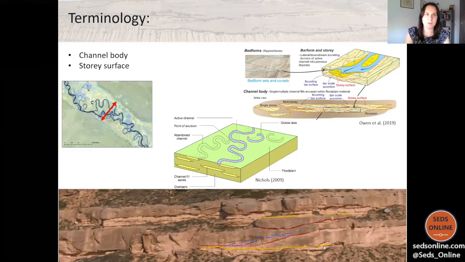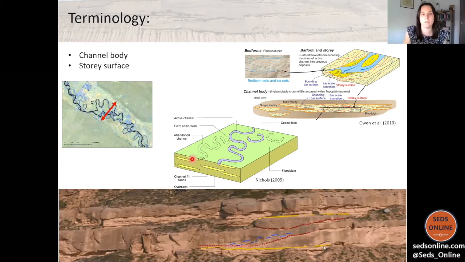Just to make sure we're all happy with the terminology I'm going to start using, I'm going to be talking about channel bodies and story surfaces. So this is a modern image of a river system here on a DFS, and we can see the active river here meandering nicely across this plain. But what this red arrow is showing is the area over which it's migrating, and this is the channel belt. Now, through time, the meander will migrate and form a channel body in the subsurface, and then it will evolve, do the same, migrate, amalgamate, and form a channel body. So that is what I mean when I say the word channel body.